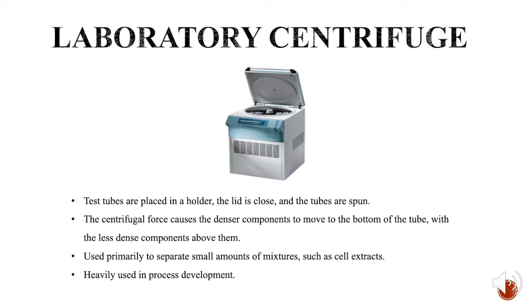First type of centrifuge is the laboratory centrifuge. Test tubes are placed in a holder, the lid is closed and the tubes are spun. It is used primarily to separate small amounts of mixture such as cell extract, and it is heavily used in process development.